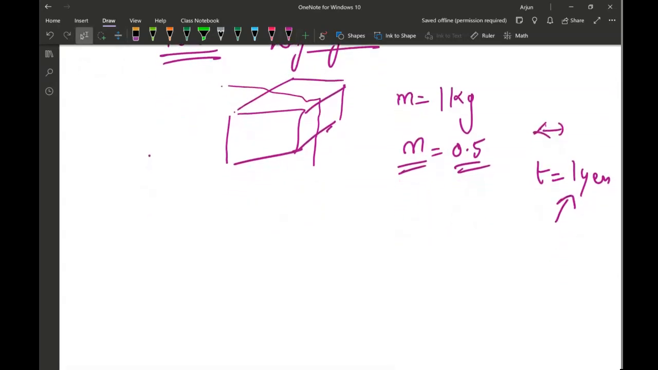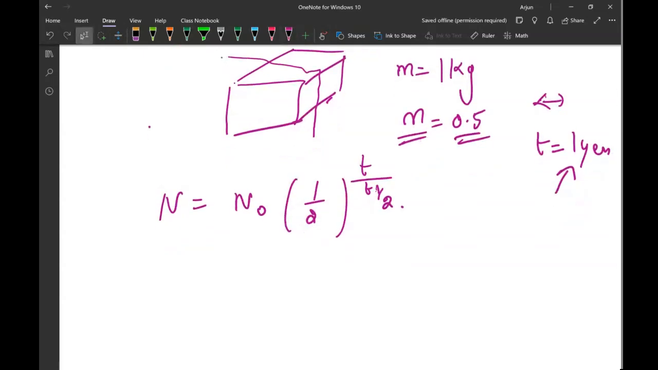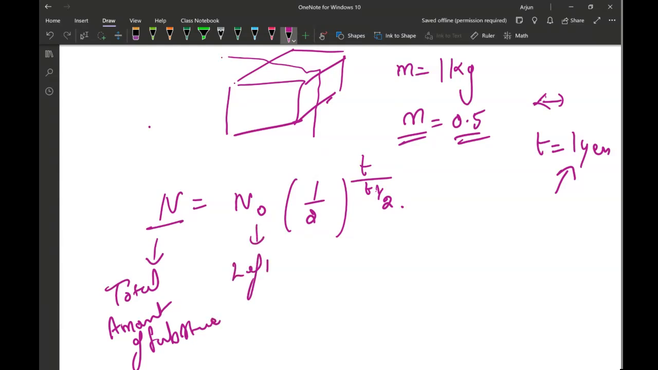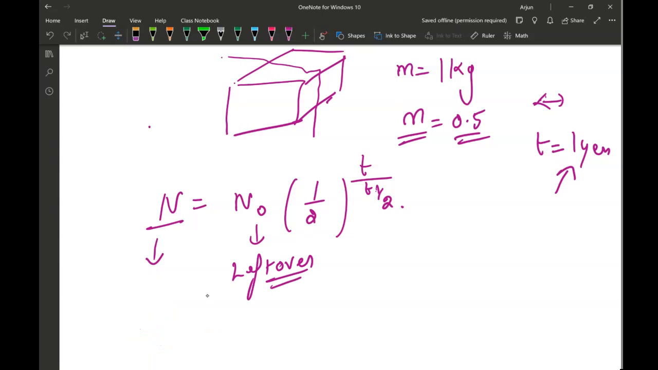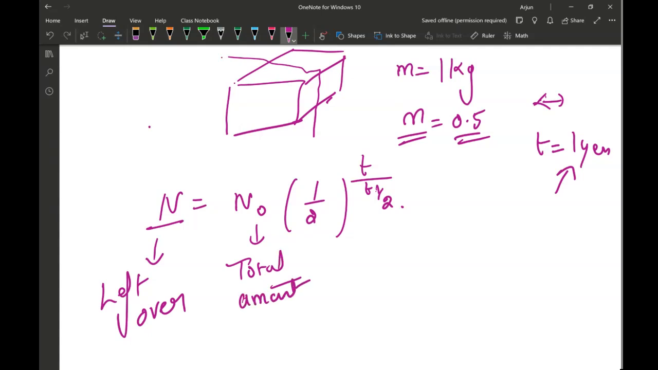All right. Now, the formula for the half-life. So N equal to N0, 1 half, then t upon t half. This is the formula to calculate the half-life. In this one, N is the leftover substance, and N0 is the total amount of a substance. I said it wrongly earlier. And 1 half is 1 half.